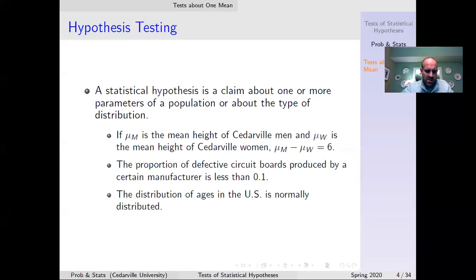Okay, so the second one, the proportion of defective circuits produced by a certain manufacturer is less than 0.1, okay? So you could formulate a hypothesis test based on that thing that you think is true. The distribution of ages in the US is normally distributed. That is a hypothesis you could test. It wouldn't be a test about one mean, but it would be a so-called goodness of fit test. Okay.